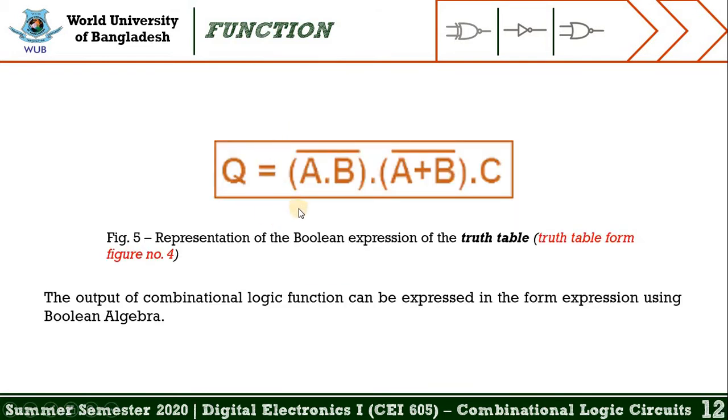From this slide you may see the Boolean expression of the truth table, and the figure 5 representation of the Boolean expression of the truth table. And this Boolean expression is written from the previous slide's truth table. The output of a combinational logic function can be expressed in the form of an expression using Boolean algebra.